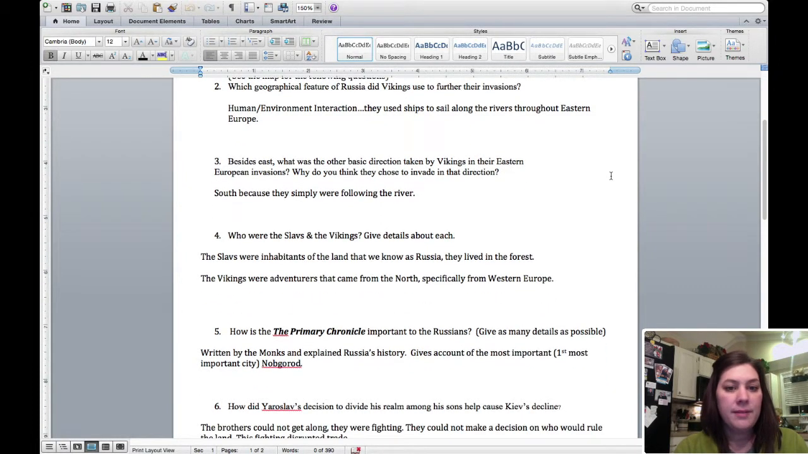Number 3, besides the east, what was the other basic direction taken by the Vikings in their Eastern European invasions? Why do you think they chose to invade in that direction? South was the answer because they were simply following the river. They were going to look for any civilization that was along the river. But also the Byzantine Empire was south. And we all know that the Byzantine Empire was once part of Eastern Rome. And we know that Eastern Rome was not stable because of their split and all of the chaos that ensued at the end of the empire. So that is the answer to number 3.